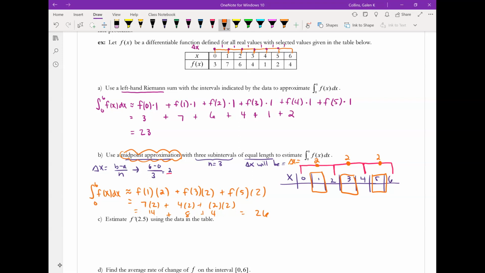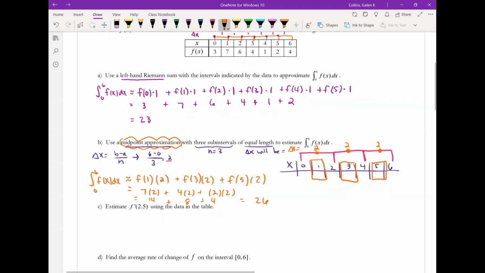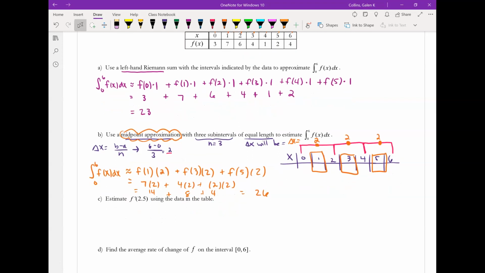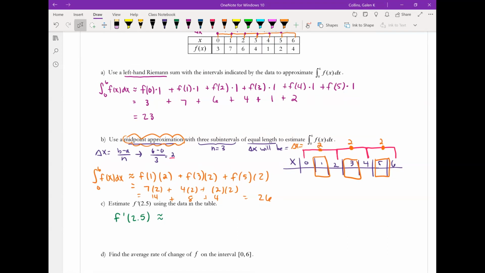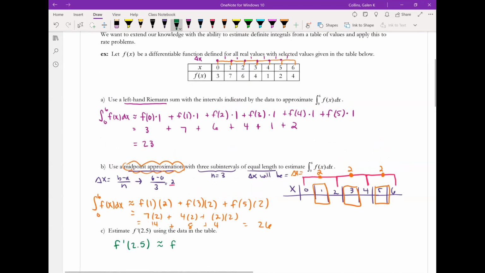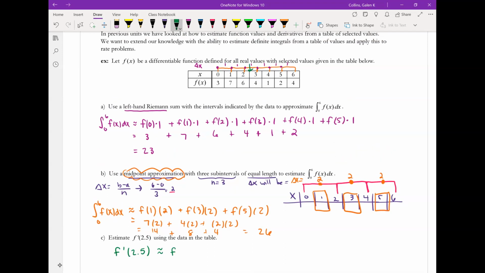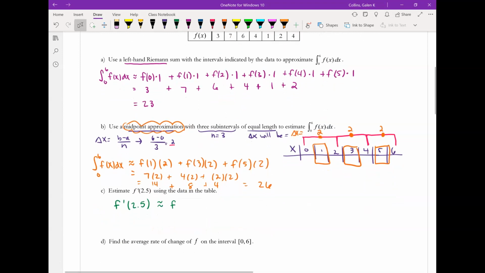Okay, parts C, D, and E are not Unit 5 problems. These are some throwback table problems. So in part C, we are asked to estimate the derivative f prime of 2.5 using the data in the table. So remember, we can estimate an instantaneous rate of change by using the average rate of change. So the closest average rate of change of f that we could get, since we know 2.5 is between 2 and 3, we could find the average rate of change of f on the interval from 2 to 3.